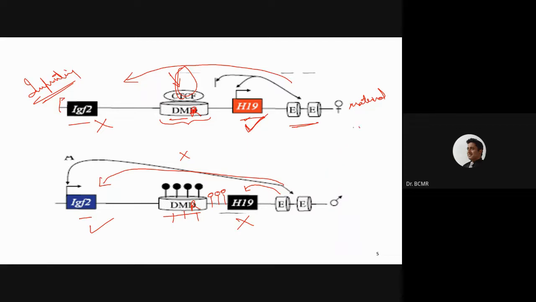So if we see it as a biparental one, we have maternal and paternal alleles. From the maternal allele, IGF2 is repressed and H19 is expressed. From the paternal allele, IGF2 is expressed and H19 is repressed. And so in total, we have 1x of IGF2 and 1x of H19. There is a balance in that.